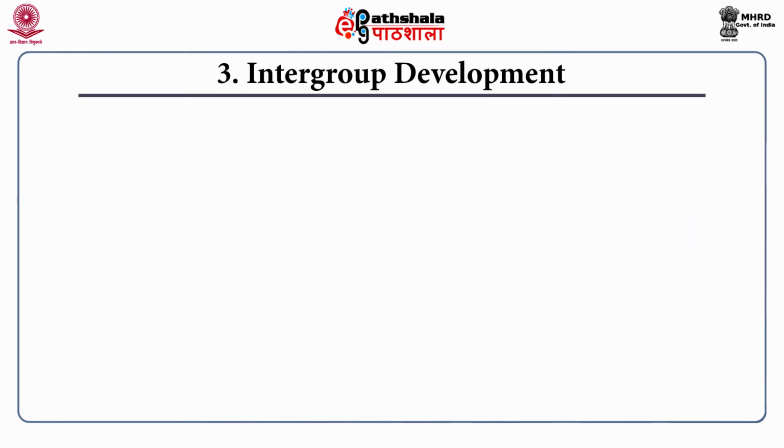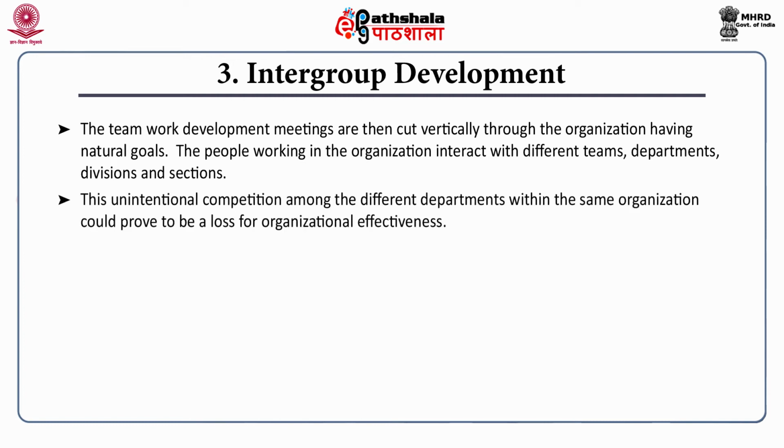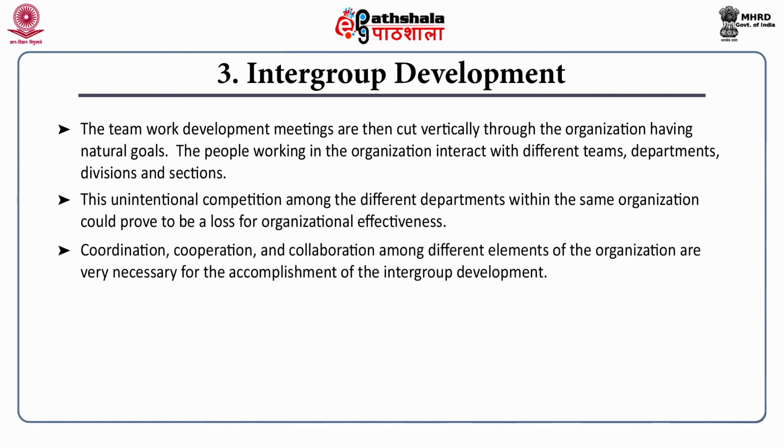Next comes intergroup development. The teamwork development meetings are then cut vertically through the organization, having natural goals. The people working in the organization interact with different teams, departments, divisions, and sections. Unintentional competition among the different departments within the same organization could prove to be a loss for organizational effectiveness. Coordination, cooperation, and collaboration among different elements of the organization are very necessary for the accomplishment of intergroup development.